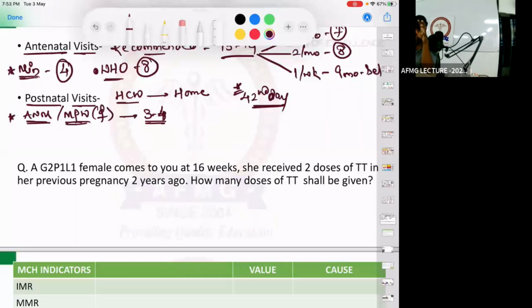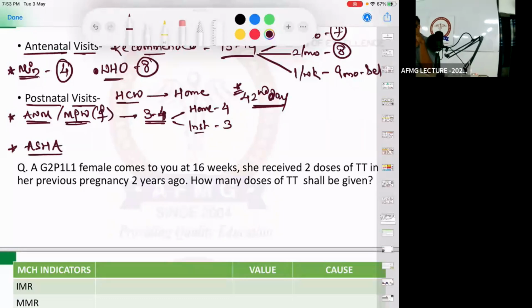When 3 and when 4? So please remember, in home deliveries there would be 4 visits. Home deliveries 4 visits: 0, 3, 7, 42. Okay. Whereas in institutional deliveries 3. Institutional deliveries 3: 3, 7, 42.